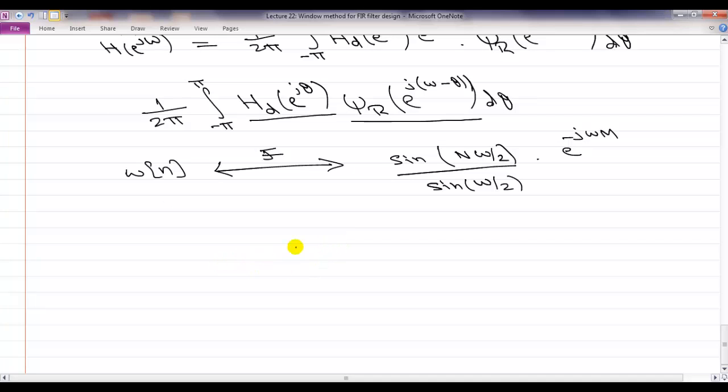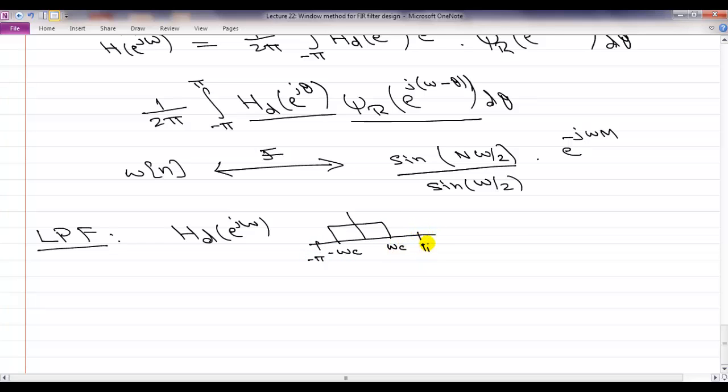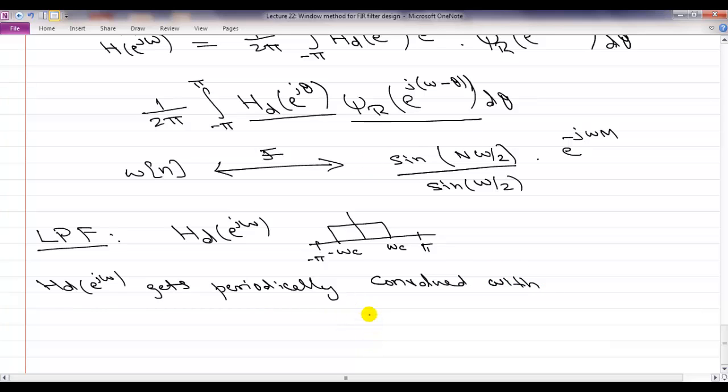So what is happening is that, let's take the example of a low pass filter. My Hd of e to the j omega is given by this form. It has a cutoff from minus omega c to omega c, within minus pi to pi. This is the desired frequency response. But when we do the windowing operation, instead of getting this frequency response, what we get is its periodic convolution with the Fourier transform of my window function, which looks like the following.